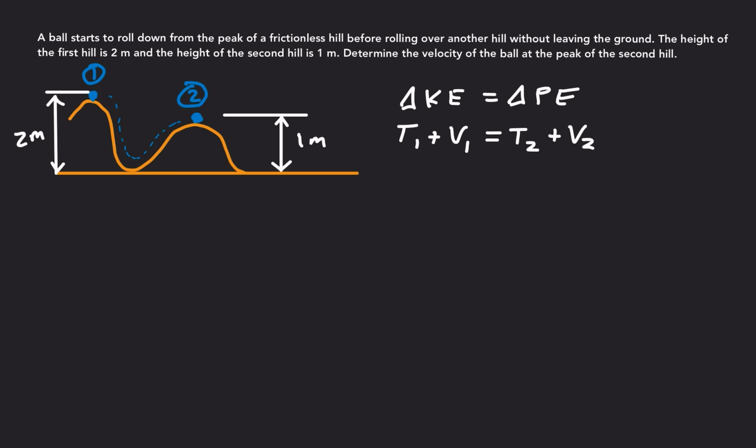Anytime there's some sort of complicated path, I always recommend trying to solve the problem with a conservation of energy approach. We don't know much about the geometry of this path other than the two heights at the two positions. Since we know that the ball starts from rest, we know that the kinetic energy at point 1 is equal to 0. We want to know the velocity at point 2.